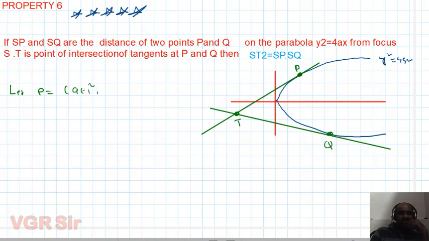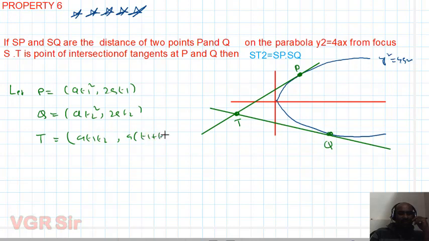At1 square comma 2at1, parametric form. Q is taken as at2 square comma 2at2. Automatically T becomes already derived: the point of intersection of tangents drawn through t1 and t2 is nothing but a t1 t2 comma a times of t1 plus t2. Okay, what should we prove? ST square, somewhere S here. It is a comma 0.